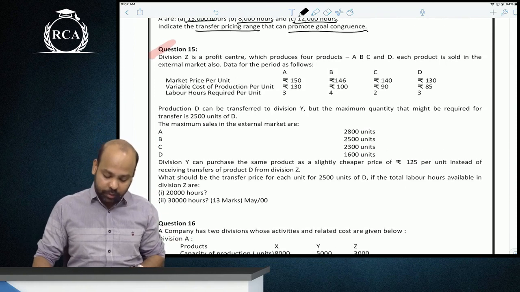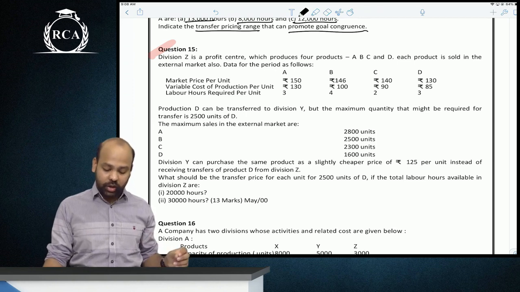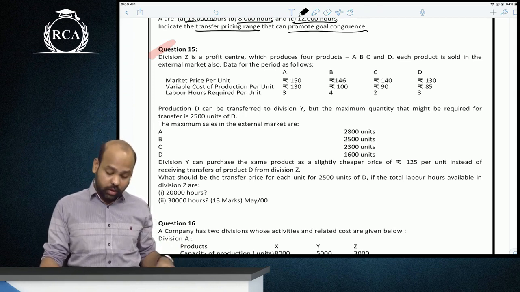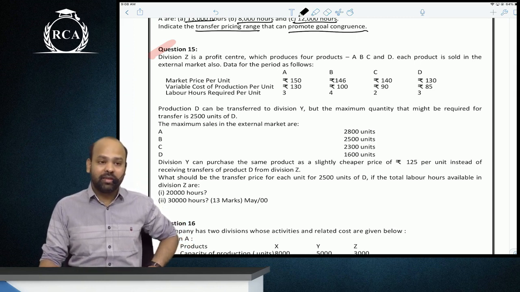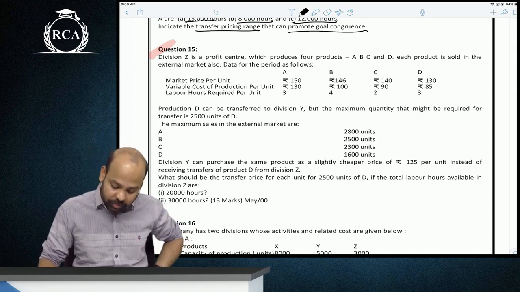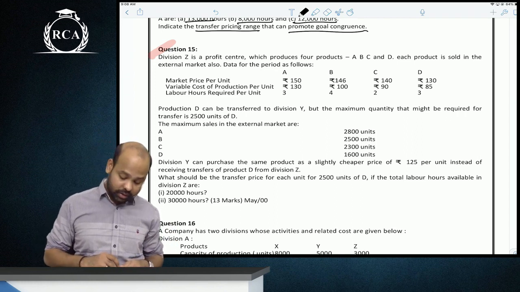Division Z is a profit center which produces 4 products A, B, C, D. Each product is sold in the external market also. Data for the period is as follows. Market price per unit of A, B, C, D is given. Variable cost of production per unit is given. The number of labor hours required per unit is given.